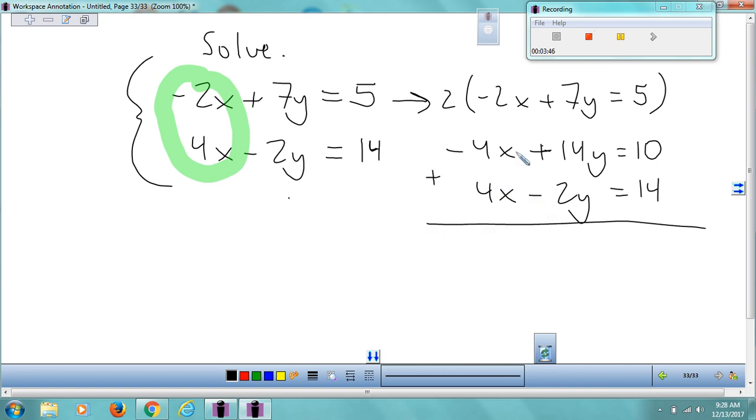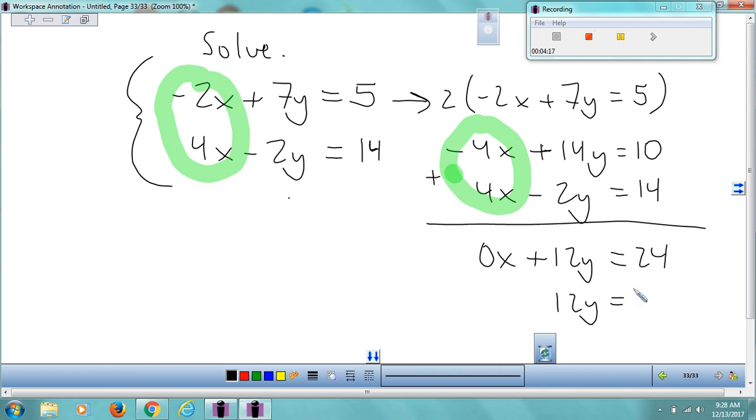Okay? And you will see now that our x terms are opposite. And so when I add, those go away. So I literally get 0 x's, right? And then 14y plus negative 2y is positive 12y. And 10 plus 14 is 24. And we know 0x is just 0, and 0 plus 12y is just 12y. It just eliminated my x term, right?